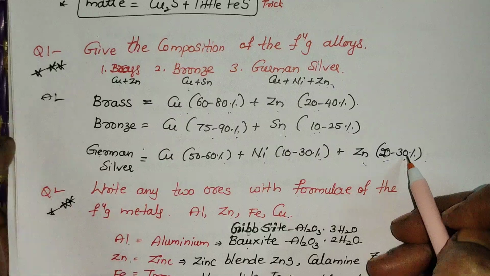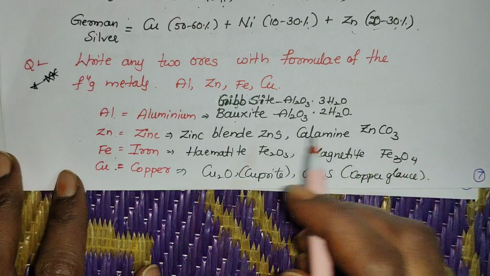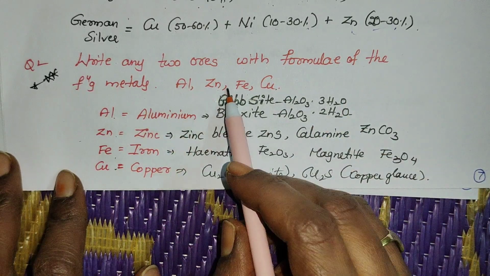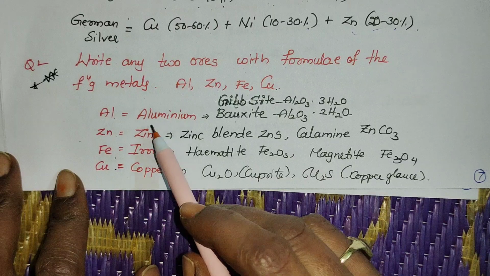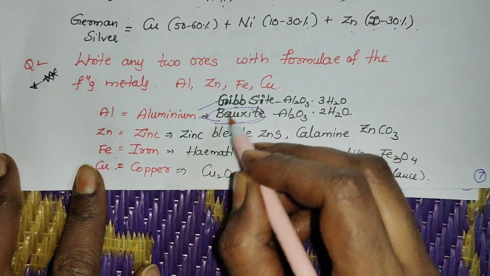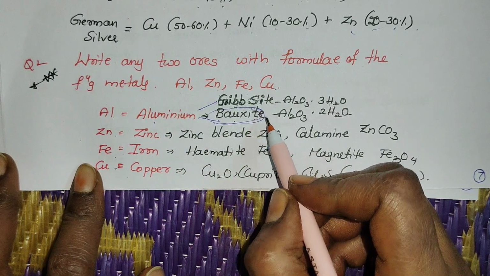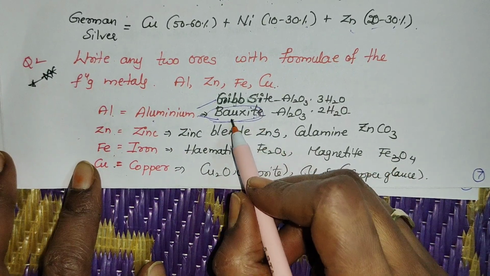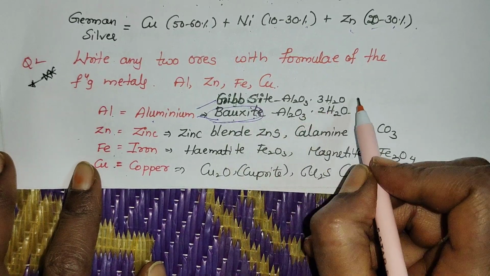Okay, next, this is also an important question. Write any two ores with the formula of the following metals: aluminum, zinc, iron and copper. For aluminum, especially gibbsite and bauxite we have. Most of the time we use bauxite for aluminum extraction, because more metal percentage is present in this ore. Bauxite formula Al2O3·2H2O. Gibbsite formula Al2O3·3H2O.